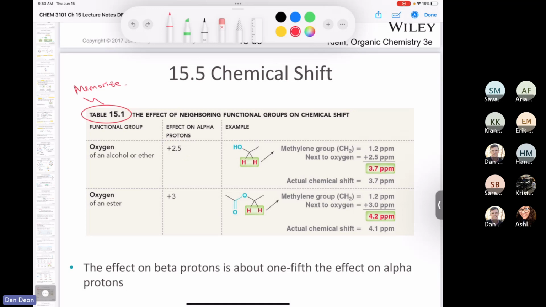Because oxygen is the second most electronegative element in the periodic table, right? Fluorine gets the gold, and we always remember fluorine, but just remember, people, oxygen gets the silver medal. It comes in second place in the entire periodic table. So oxygen is very electron withdrawing.